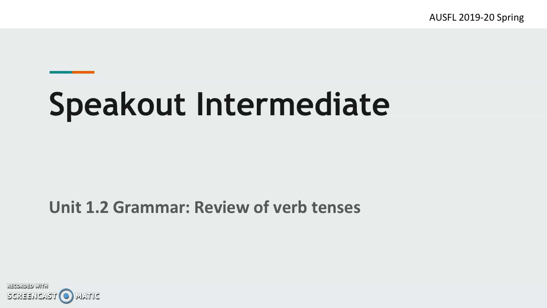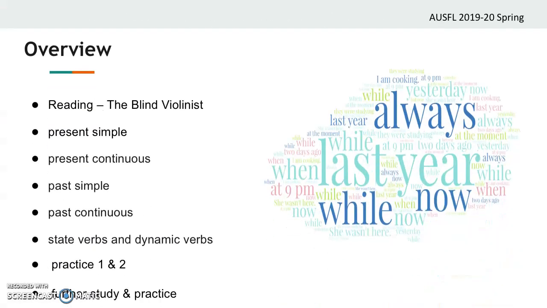You can find this lesson in your coursebook Speak Out Intermediate Unit 1.2. We'll start our lesson with a reading text. Then we'll study the present simple, the present continuous, the past simple, and the past continuous tense. Following this, we'll see what state verbs and dynamic verbs are. After doing some exercises, we'll finish with suggestions for further study and practice.